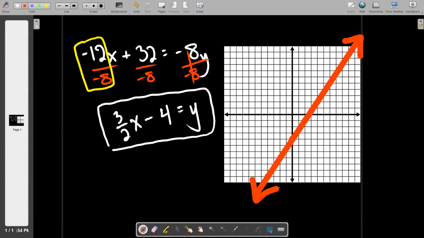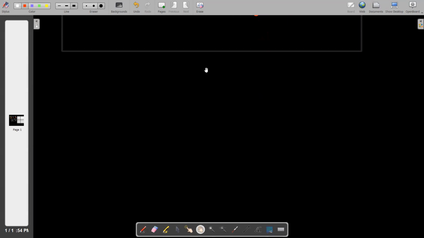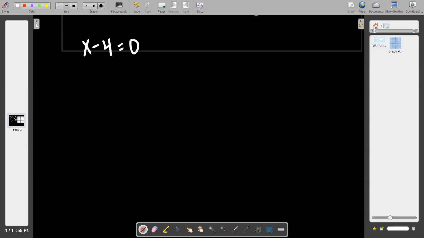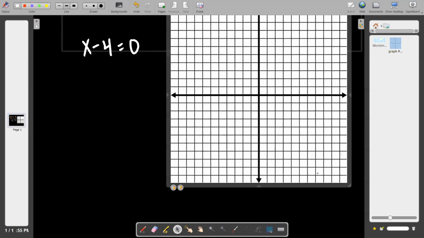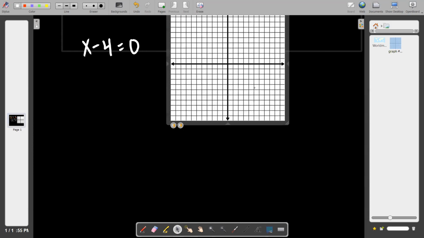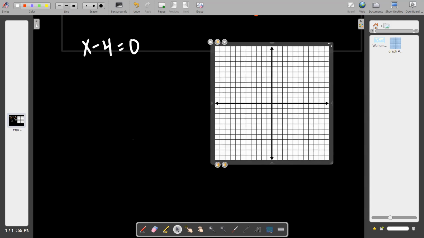Any questions on that? That was intended to be just a pretty simple warm-up. Okay. For our next one, each of these following examples is a little bit unique. So for example 2, I had x minus 4 equals 0. You guys know what to do on this one?